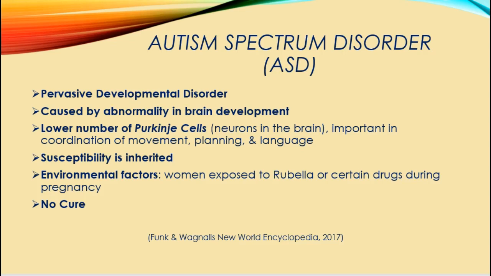Autism has been labeled a spectrum disorder because the symptoms range from mild to severe, and they often overlap. Autism spectrum disorder is a pervasive developmental disorder. It's caused by abnormality in brain development, and there's a lower number of Purkinje cells in people with autism. It is also noted that susceptibility is inherited, and environmental factors play a role in whether or not a child develops autism. There currently is no cure.